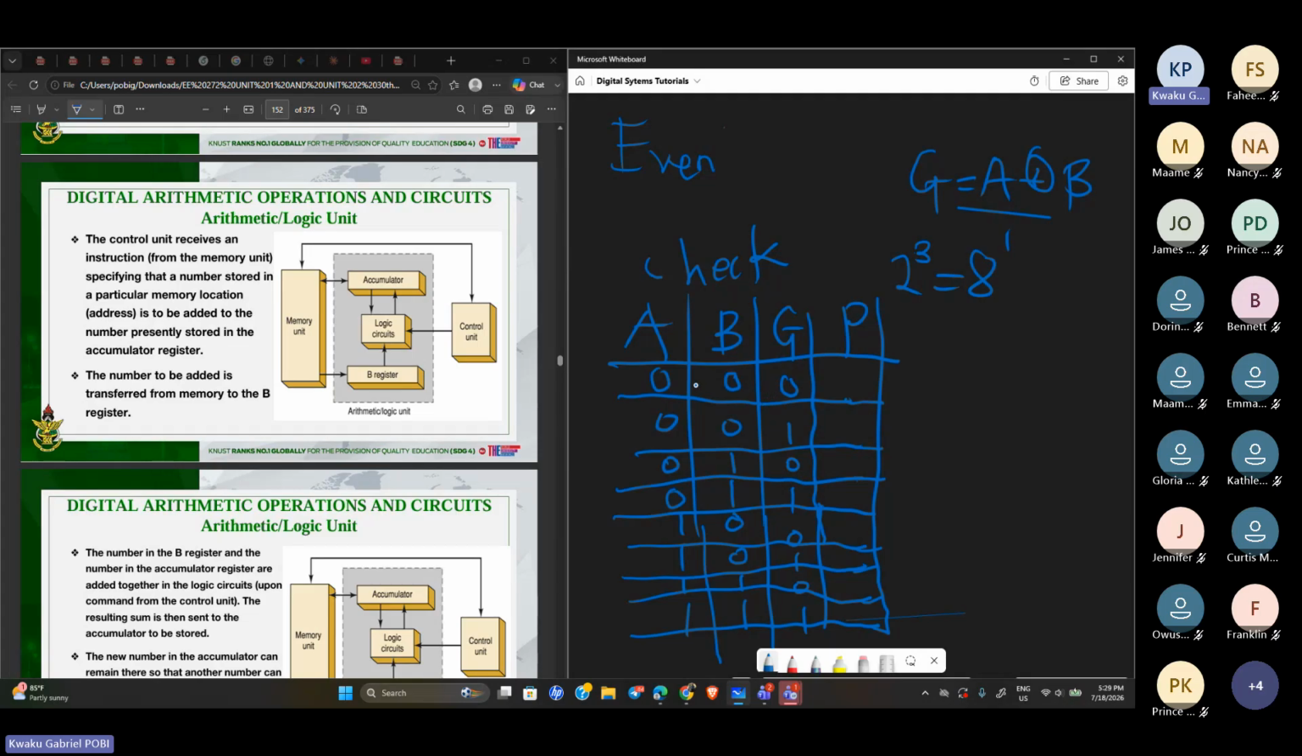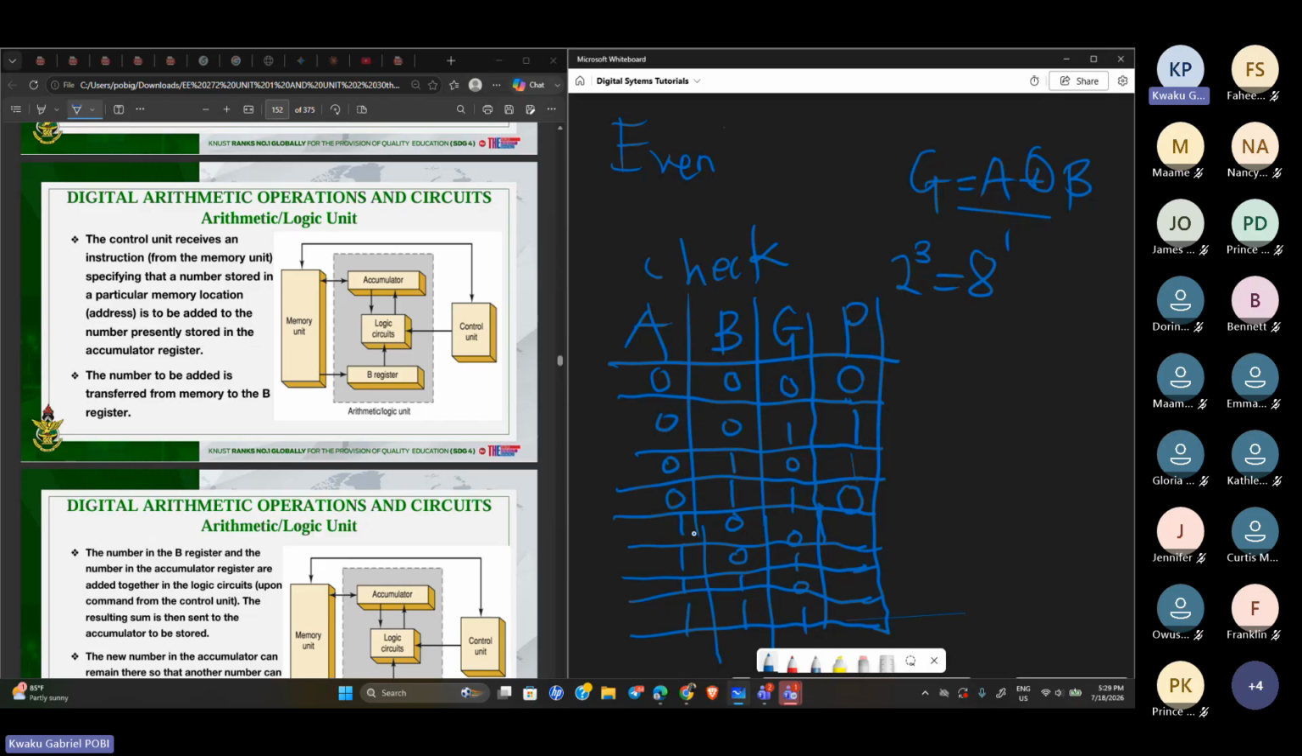So here you have 0, 0, 0. So you append a 0. You have 0, 0, 1. It means you have odd number of ones here. So you append a 1 to make it even. It means you are going to correct something here. You have a 0, 1, 0. You append a 1 because the number of ones is odd in a way. It's just 1. Here you have 2 ones here. 0, 1, 1. So it means you have to append a 0, right?